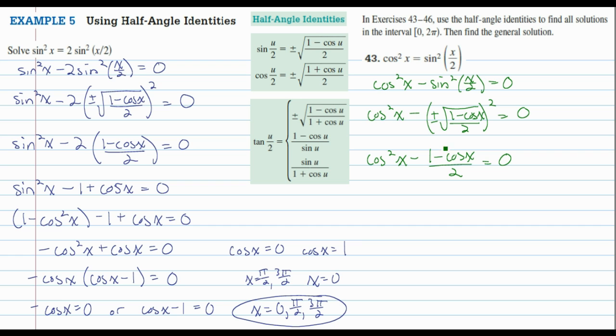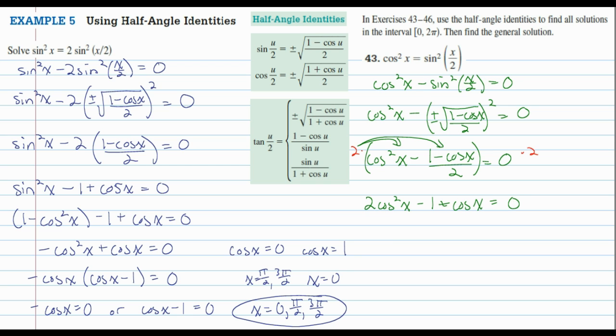So what I'm going to do is multiply both sides by 2, which doesn't hurt the right side at all because 0 times 2 is still 0. Now I have 2 cosine squared of x minus, let's see, 2 is getting multiplied by everything in here. So those 2's will cancel, but I'm still subtracting 1 and subtracting negative cosine of x, so that's going to be plus cosine of x.